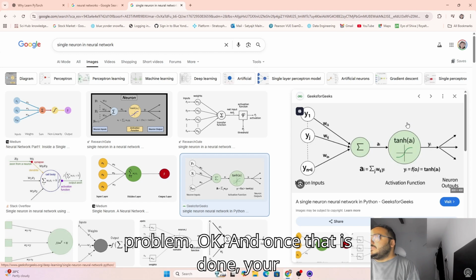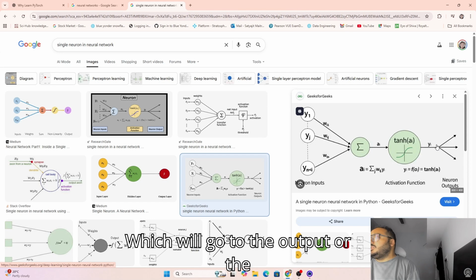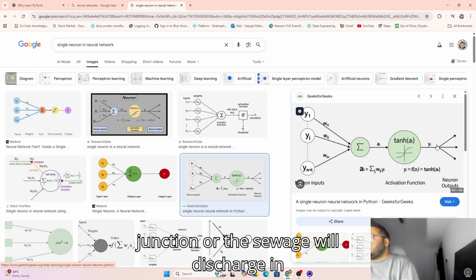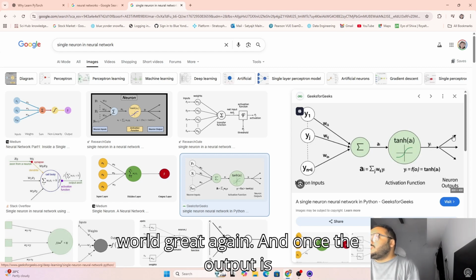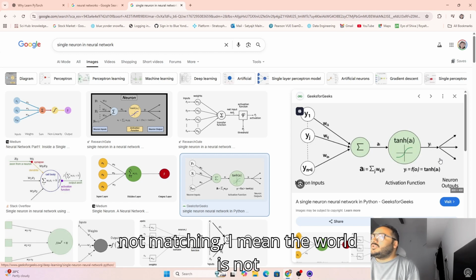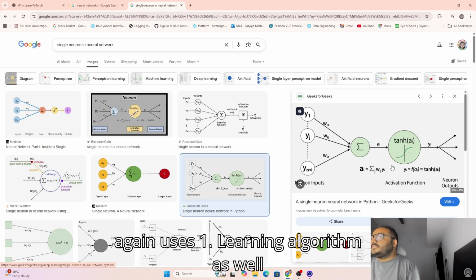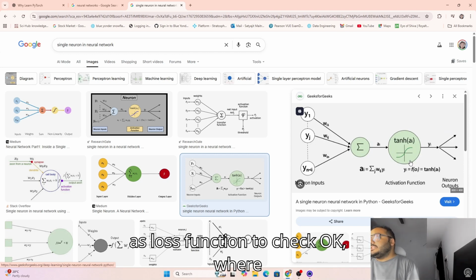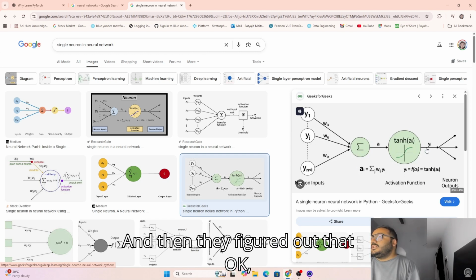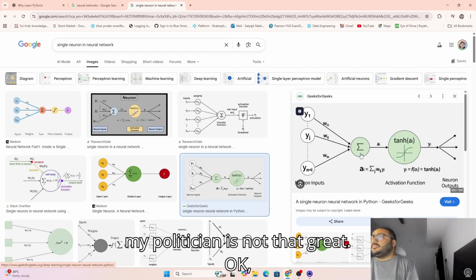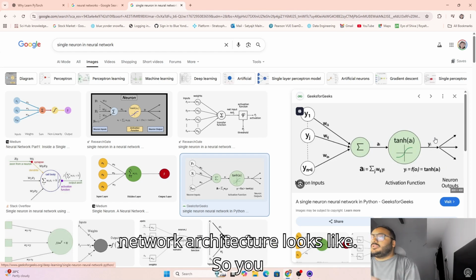Okay, and once that is done, your calculation is done, you will throw it, the garbage will go to the output or the junction, or the sewage will discharge in the ocean to pollute the city, or make the world great again. And once the output is not matching, I mean the world is not becoming great again, then it again uses a learning algorithm as well as a loss function to check where I went wrong in the whole system, and then they figure out that, okay, my politician is not that great. Okay, so this is what the whole neural network architecture looks like.